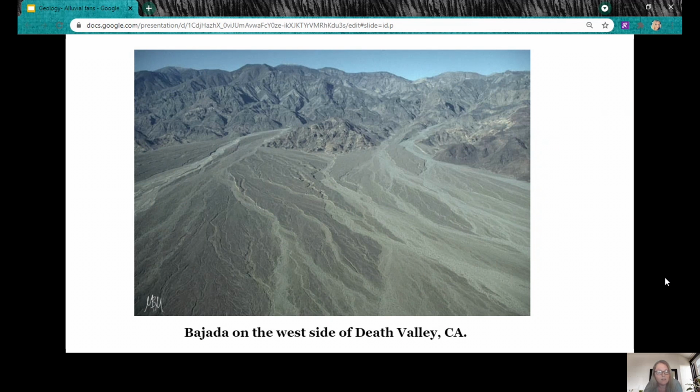So again, this kind of looks like the other picture, with the alluvial fans, but this is the Bajada on the west side of Death Valley. This is going back to the first picture that we looked at. You can see where they've all come together, and at the very bottom where it just looks like sand is where the Bajada is, where all the materials have come out. So like I said, this is a great way to see all the different parts.